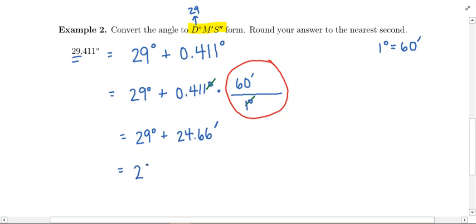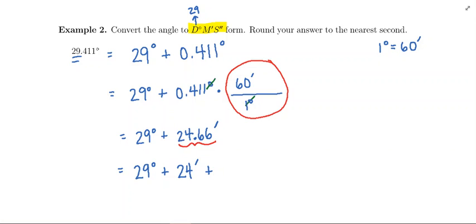So we still have 29 whole degrees plus, now we've got to examine this decimal. This decimal has a whole part and a decimal part, and the whole entire number is measured in minutes. So the whole part is saying that we have 24 whole minutes, and then we have a small portion of another minute. So we can rewrite the 24.66 minutes as 24 whole minutes plus 0.66 minutes.